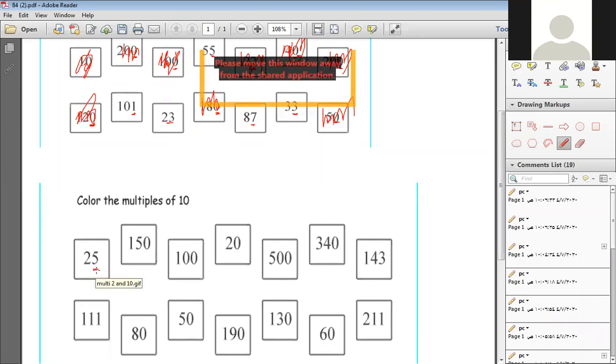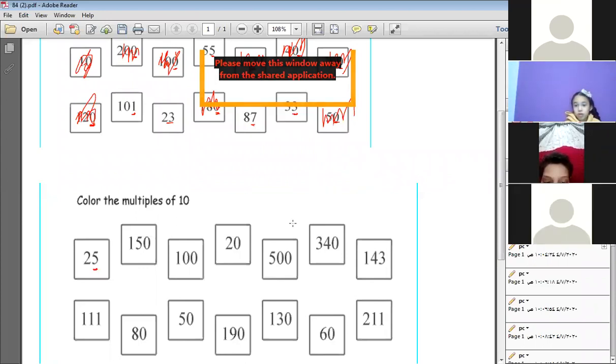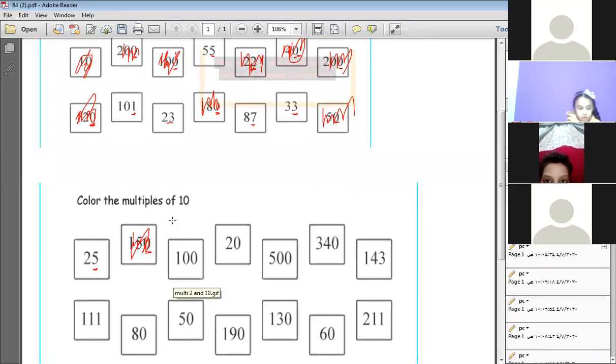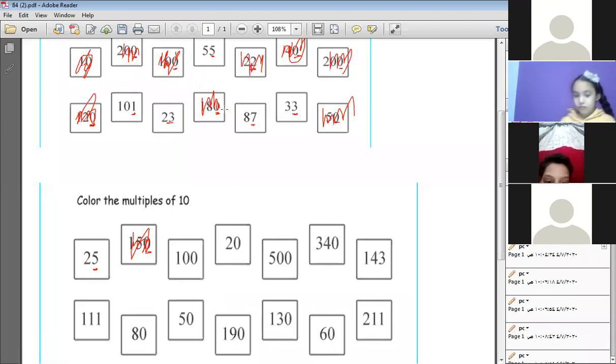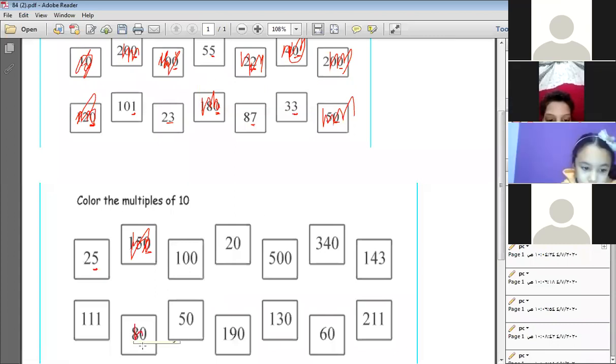Here I have what here? The unit is 5, it's an odd number, and it is not a 0, because here I am searching for the numbers that end with a 0. Okay, so here, 150. Does it end with a 0? Yes, so I will color it. I'm expecting that you have a pen now and you are checking your homework with me. Here, 111, does it end with a 0? No, so it is not a multiple of 10. 80 ends with a 0, yes, so it is a multiple of 10.